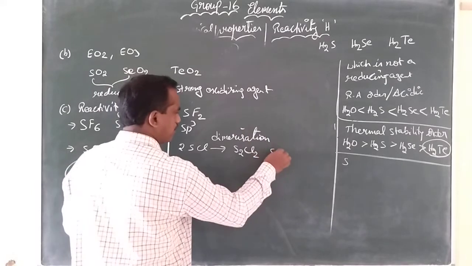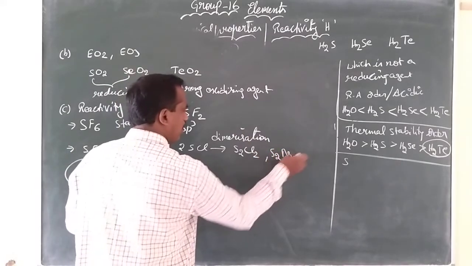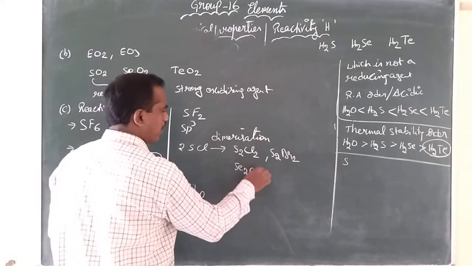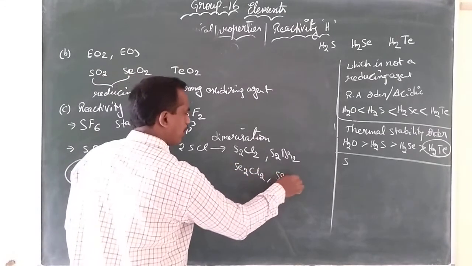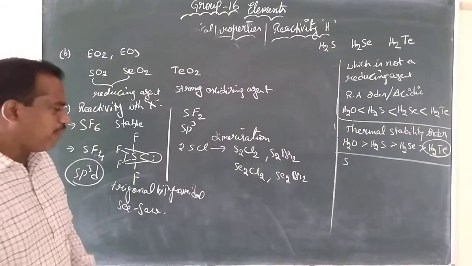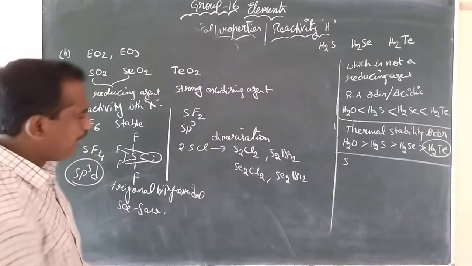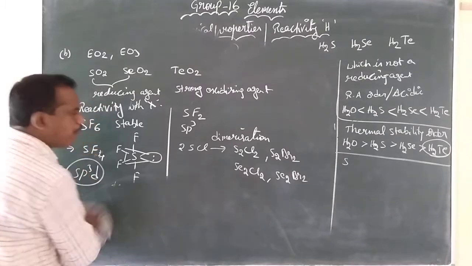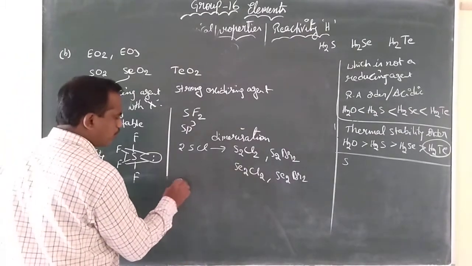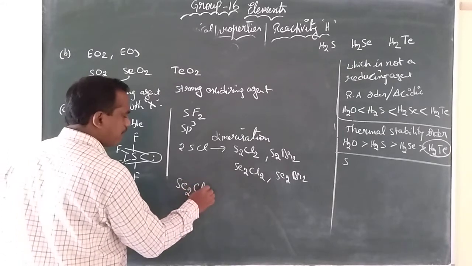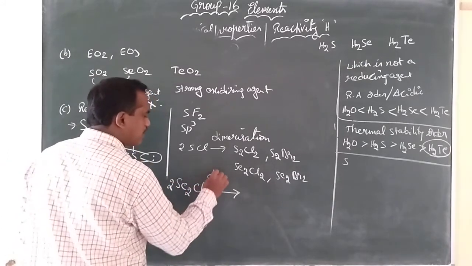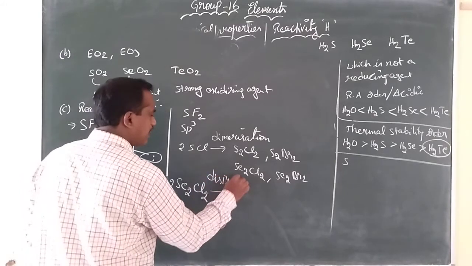There are many dimers of these compounds, like sulfur chloride or sulfur bromide, or selenium dichloride or selenium dibromide. Among these, the question pointed out for objective exams is that these dibromides undergo disproportionation reaction. For example, Se2Cl2 is undergoing a disproportionation reaction.